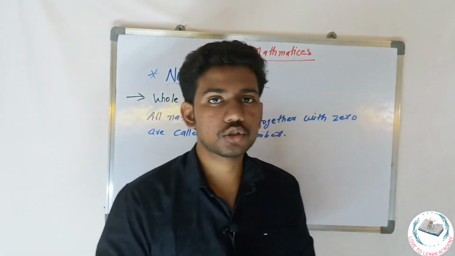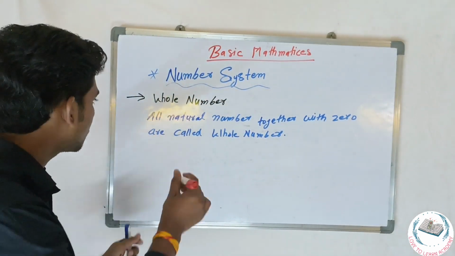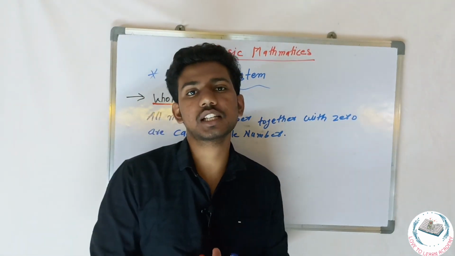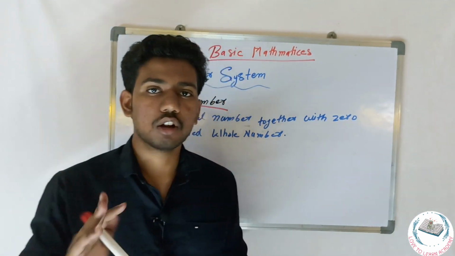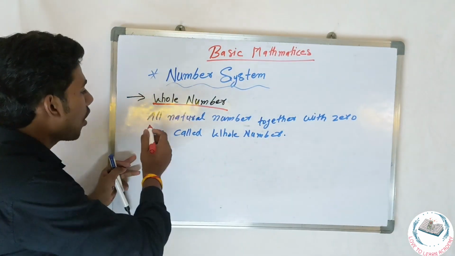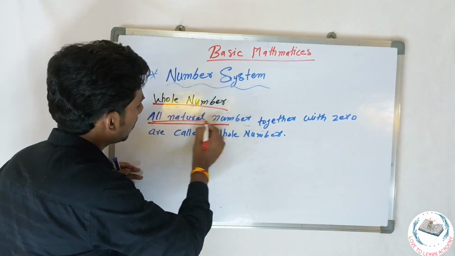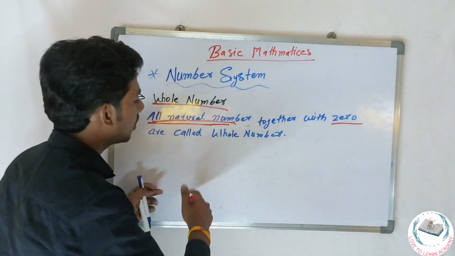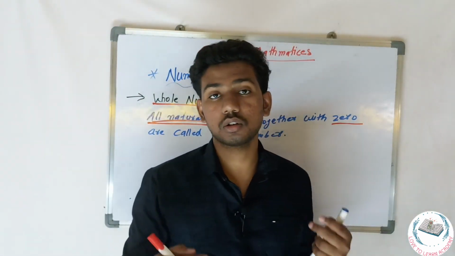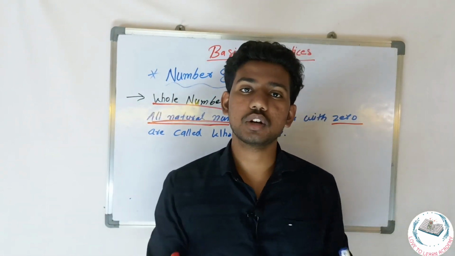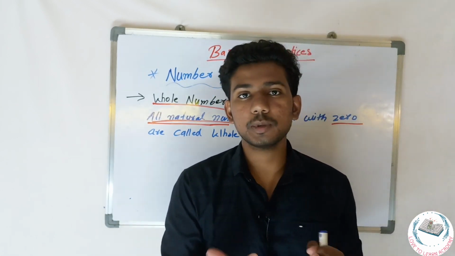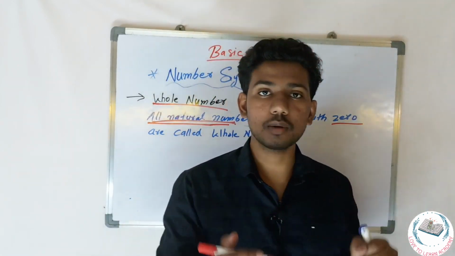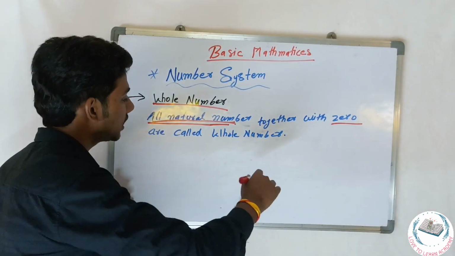Now I will talk about whole numbers. So what does whole number mean? You can say it is the number which starts from 0 and goes till the end. Otherwise, here is a definition: all natural numbers together with 0 are called whole numbers. So all natural numbers together with 0 are known as whole numbers. Natural numbers start with 1 and go till the end, and whole numbers start with 0.